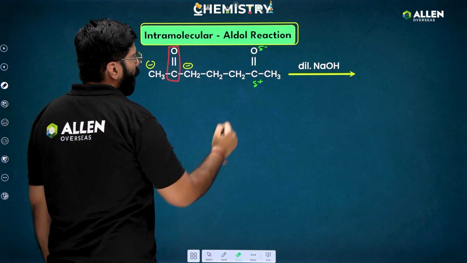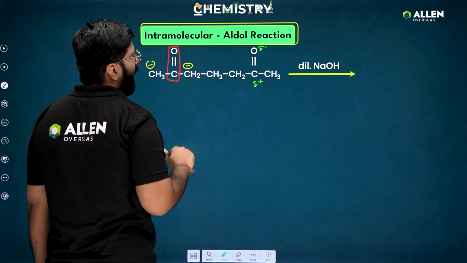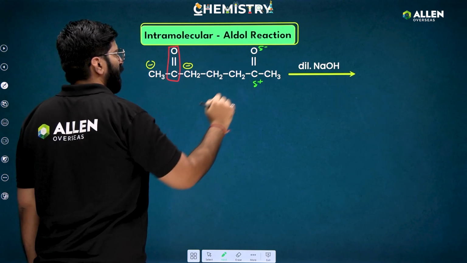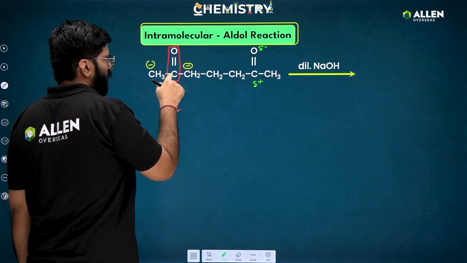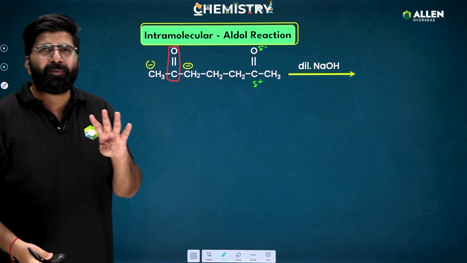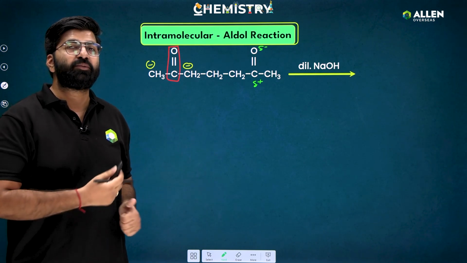Okay. So now if you see, when I make a ring from here to here, how many carbons in the ring will there be? 1, 2, 3, 4. But if I make it from here to here, how many carbons in the ring will there be? 1, 2, 3, 4, 5, 6. Now just tell me, between a 4 carbon ring and a 6 carbon ring, which is more stable? Obviously the 6 carbon ring is more stable.